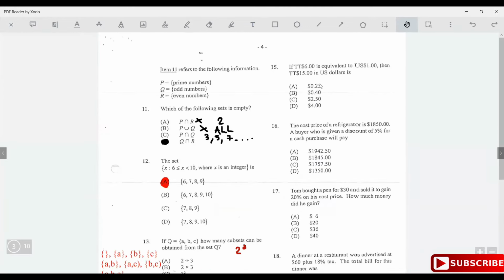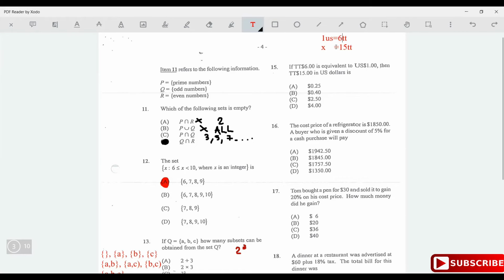Question 15. It says, if 6 TT dollars is equivalent to 1 US dollar, then what is 15 TT dollars in US? So it told us that 1 US is equal to 6 TT. And now we want to find out how many US, let's call it X, is equal to 15 TT.